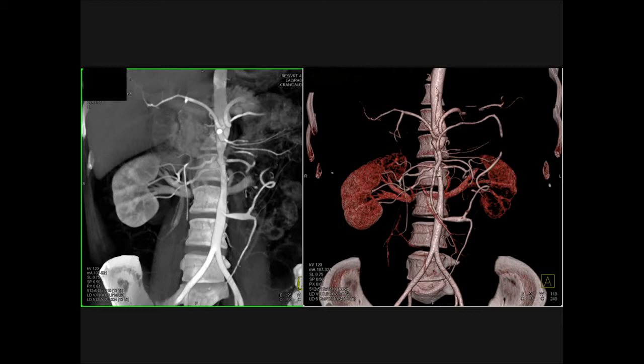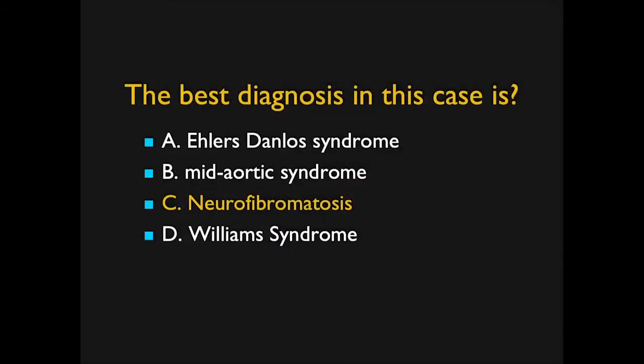It's just a wonderful example of neurofibromatosis. Neurofibromatosis can present with hypertension because of renal artery stenosis. This patient has it. It can also cause narrowing of the aorta. This patient has it. It can also cause narrowing of other vessels, of the IMA in this case, and the patient has it. Just a really beautiful example.